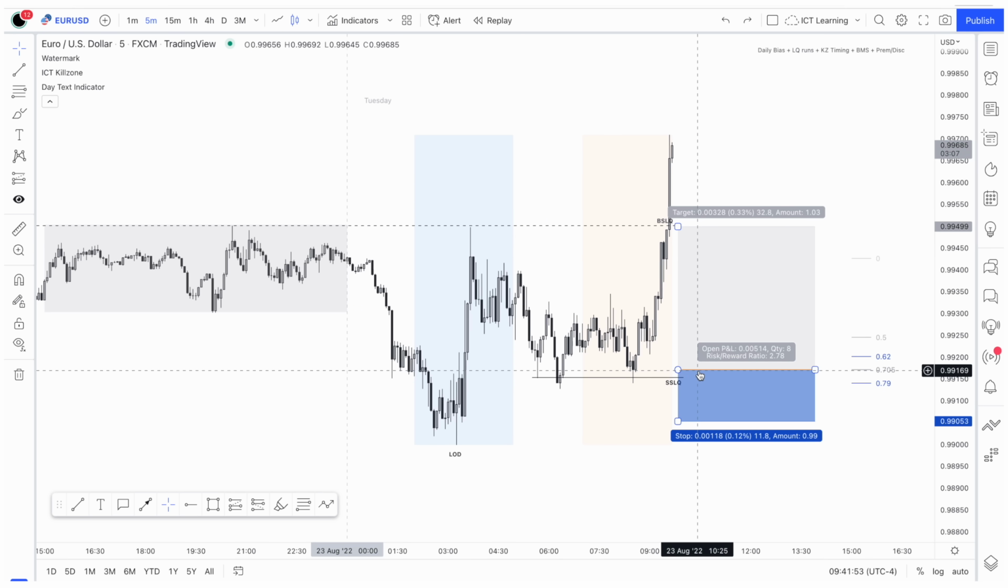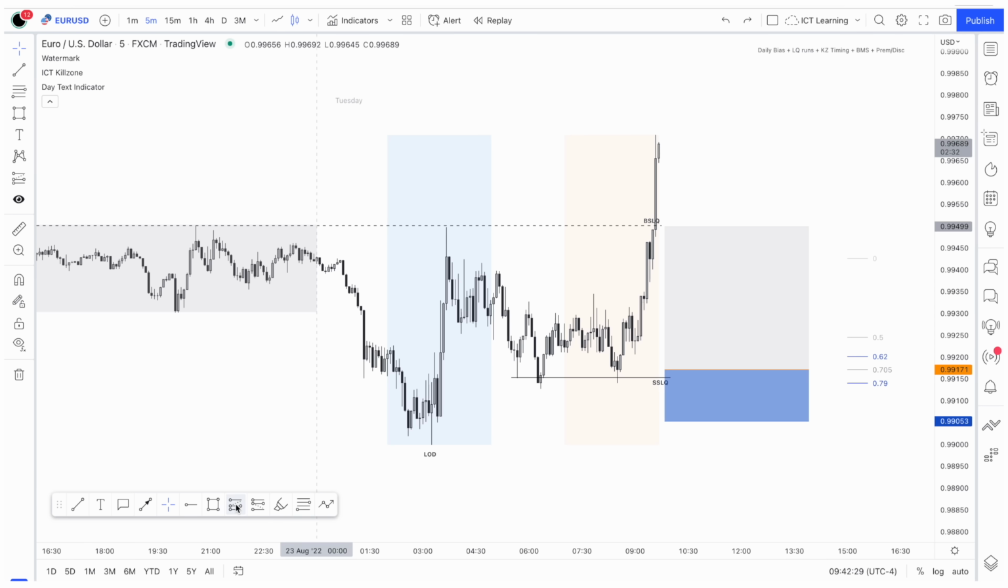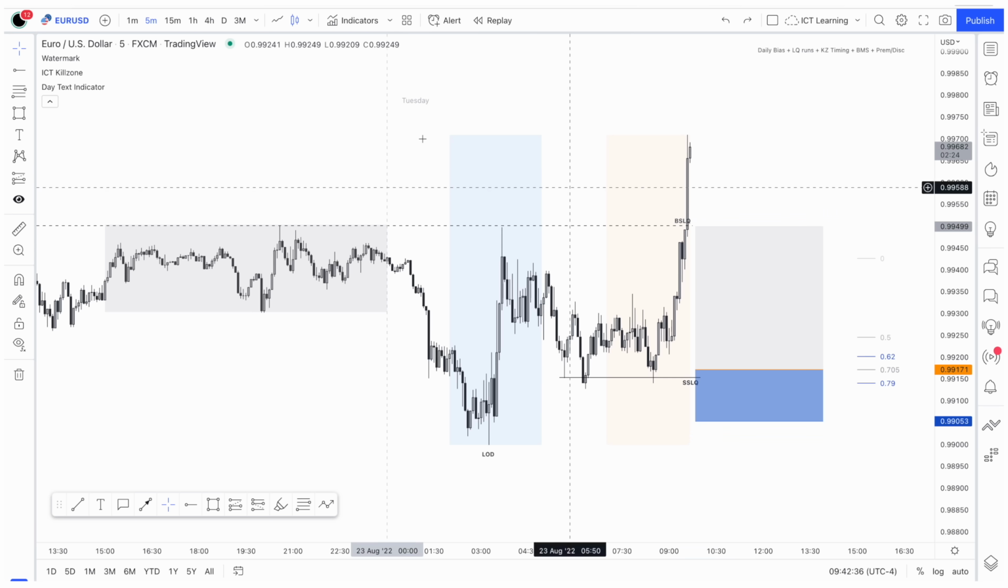grabbing the fib from here to here, we get our midpoint between our 62 to 79 region. You guys can see we also had a bearish order block pretty much here. So lots of things lining up for this long.